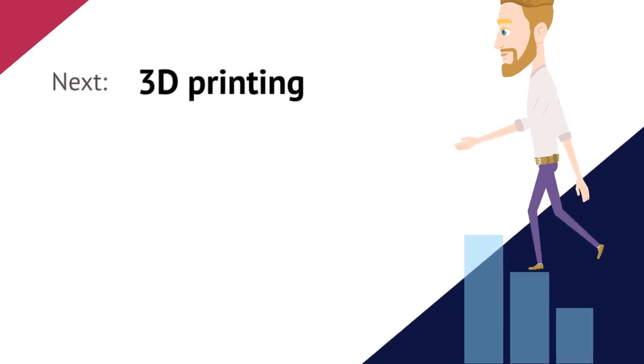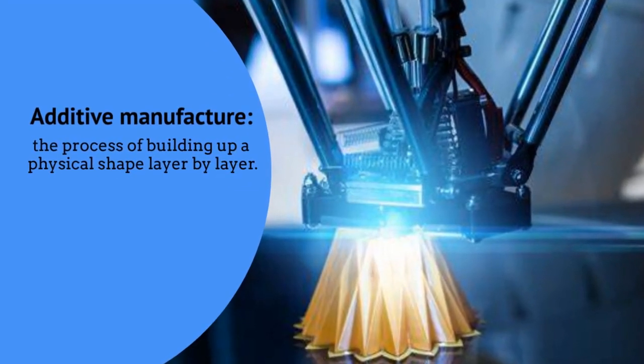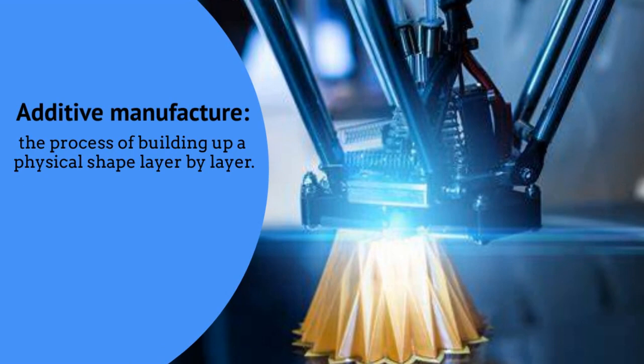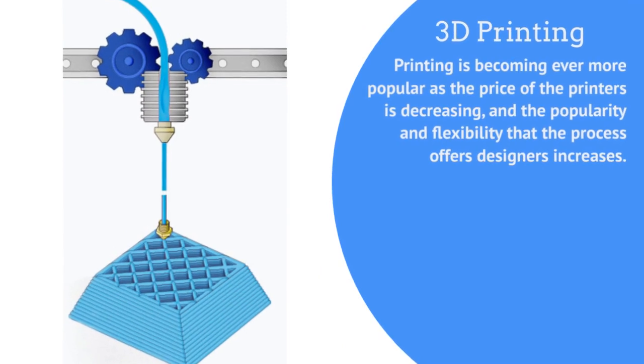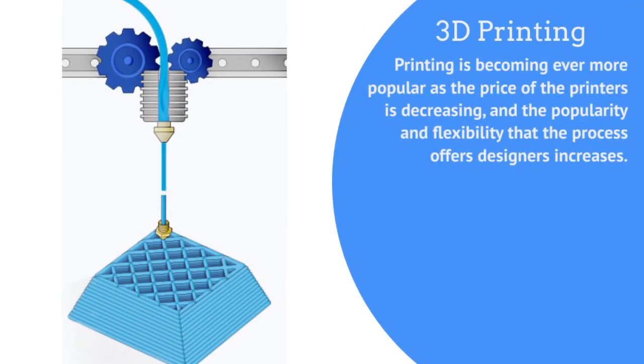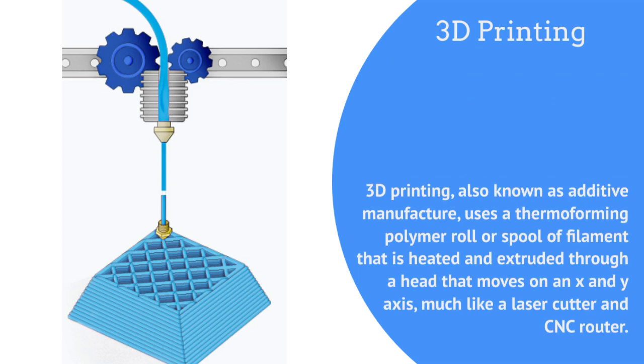Next, 3D printing. Additive manufacture, the process of building up a physical shape layer by layer. Printing is becoming ever more popular as the price of printers is decreasing and the popularity and flexibility that the process offers designers increases. 3D printing, also known as additive manufacture, uses a thermoforming polymer roll or spool of filament that is heated and extruded through a head that moves on an X and Y axis, much like a laser cutter and a CNC router.